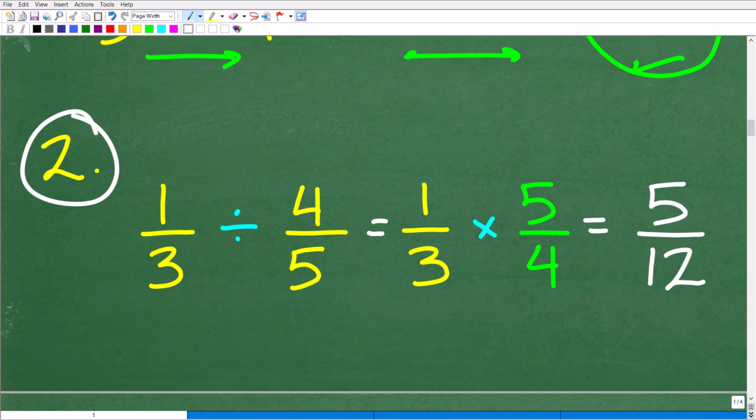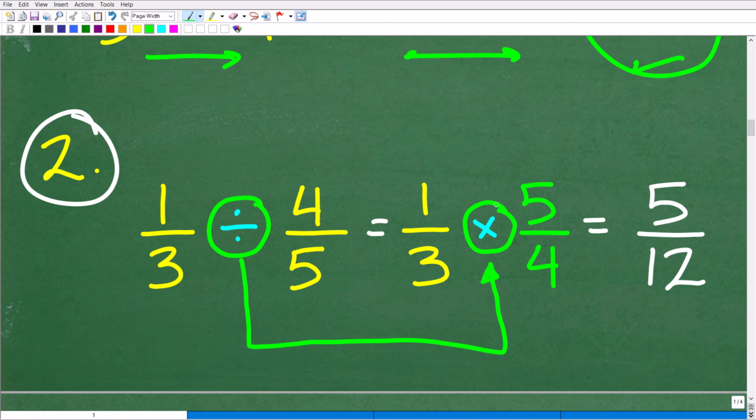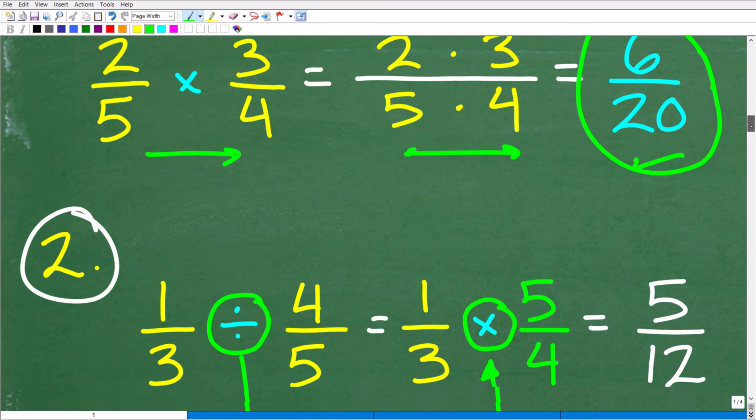All right, so let's take this problem here, 1/3 divided by 4/5. So how do we divide fractions? Well, here is the deal. We're not going to think of this as a division problem. What we're going to do is turn this problem into a multiplication problem. So we're going to go from division and change this into multiplication, and we already know how to multiply fractions. I just showed you that right up here, okay?